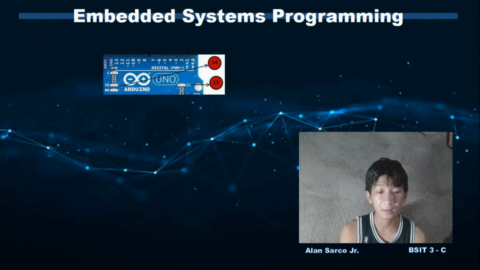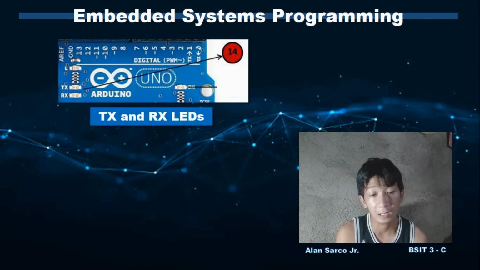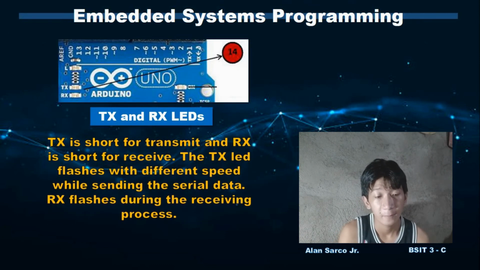Next are the TX and RX LEDs. TX is short for transmit and RX is short for receive. The TX LED flashes at different speeds while sending serial data. The speed of flashing depends on the baud rate used by the board. The baud rate signifies the data rate in bits per second. RX flashes during the receiving process.